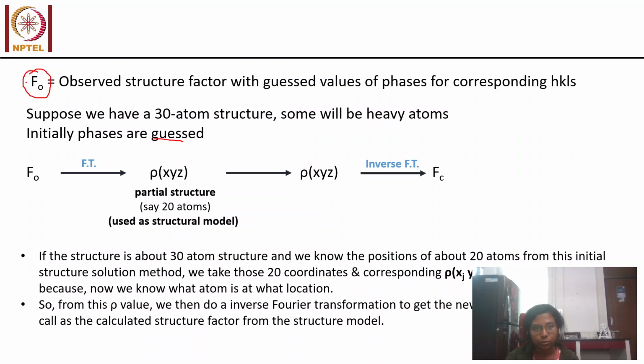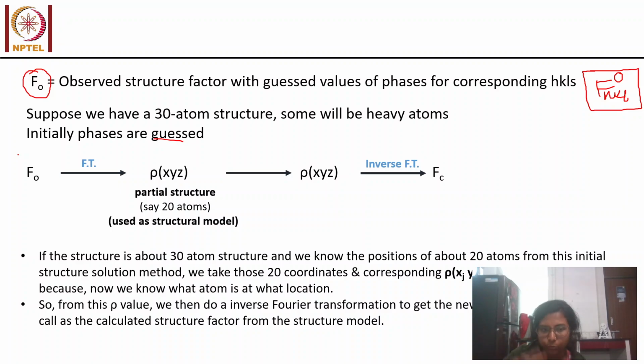So this F0 we will get for all the HKLs. This can be written also as F of HKL for a particular HKL plane. What is the observed structure factor F0? So you can also write it like this. So initially the phases are guessed. So this is my observed structure factor.